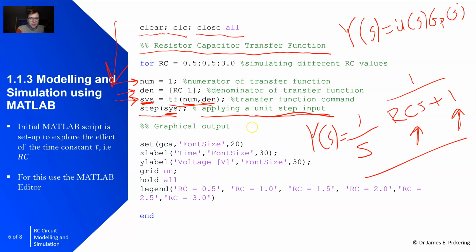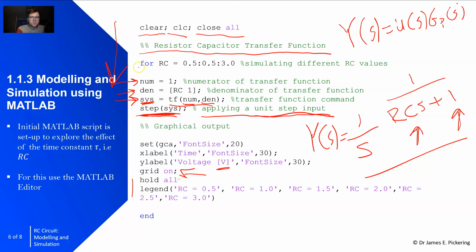Right, so graphical output. Usual command to set the graphical area to font size 20, X label time, because we're applying this step input here, MATLAB by default will always put seconds for some reason in the X label, and then Y label voltage. Then in brackets I've just put what the unit is, so volt. Grid on, so put a grid on, and then hold all. Okay, so I'll explain these commands now.